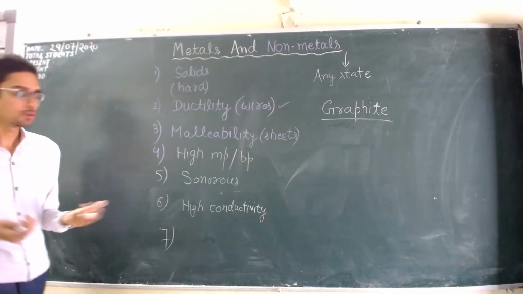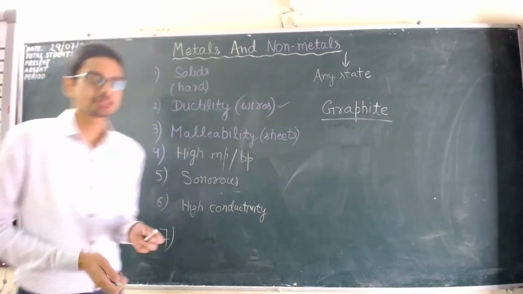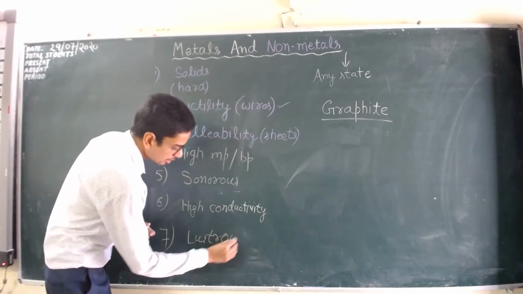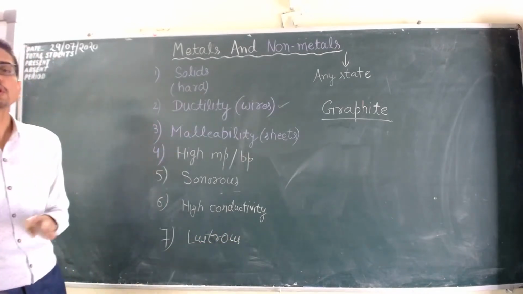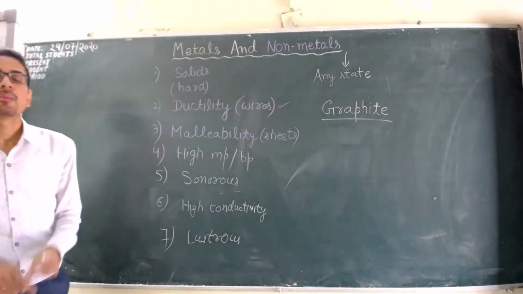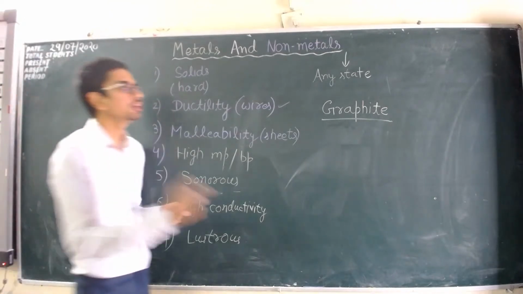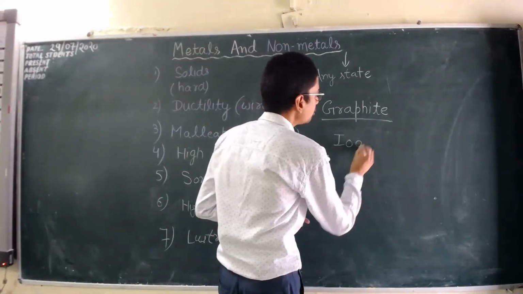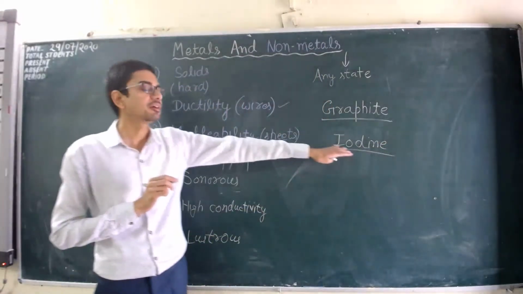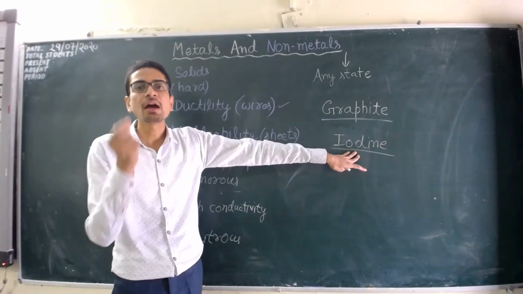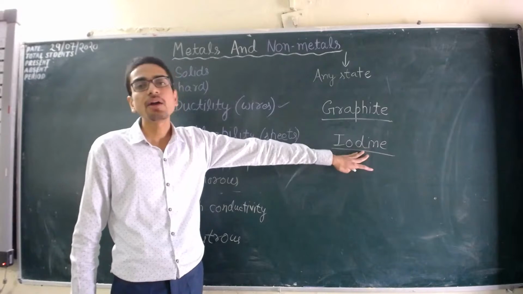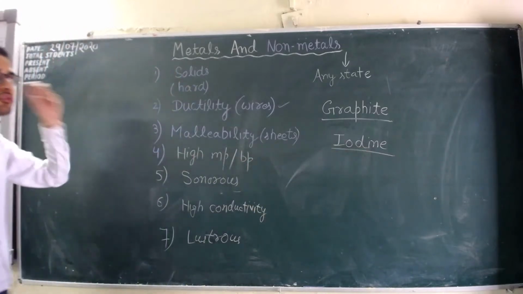Metals shine, they are lustrous, while non-metals do not shine, they are non-lustrous. But there is one exception: iodine. Iodine is a non-metal, but it is lustrous. If you have seen iodine crystals, they have a shine. That's why iodine is lustrous. These are some of the exceptions.